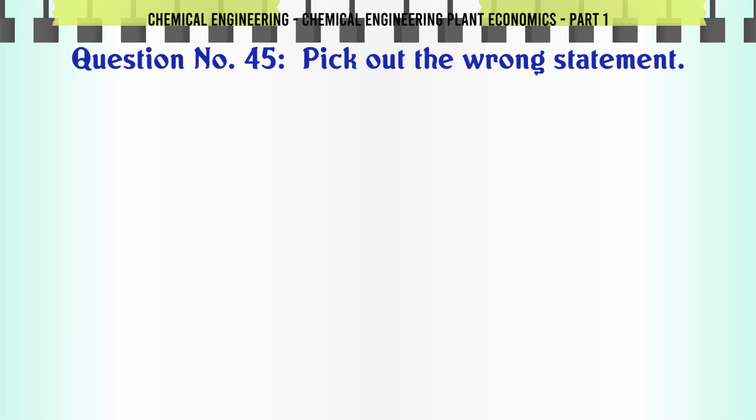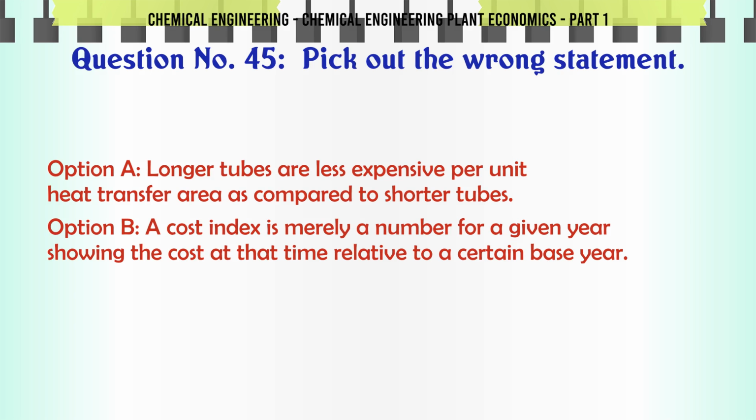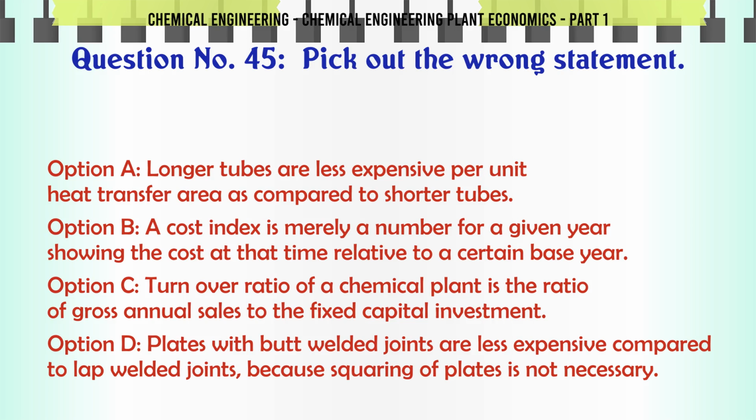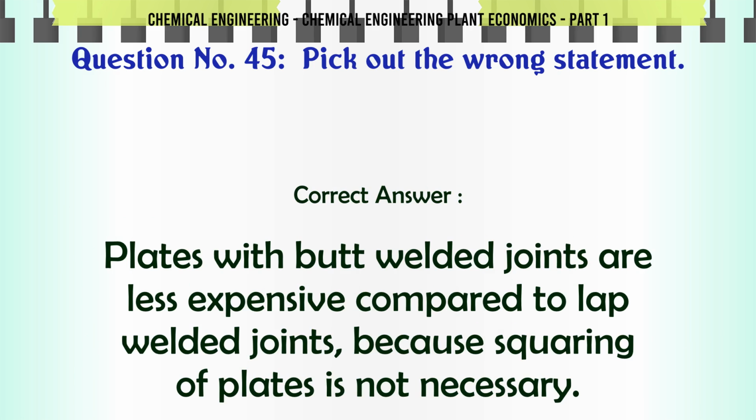Pick out the wrong statement. A. Longer tubes are less expensive per unit heat transfer area as compared to shorter tubes. B. A cost index is merely a number for a given year showing the cost at that time relative to a certain base year. C. Turnover ratio of a chemical plant is the ratio of gross annual sales to the fixed capital investment. D. Plates with butt welded joints are less expensive compared to lap welded joints because squaring of plates is not necessary. The correct answer is plates with butt welded joints are less expensive compared to lap welded joints because squaring of plates is not necessary.